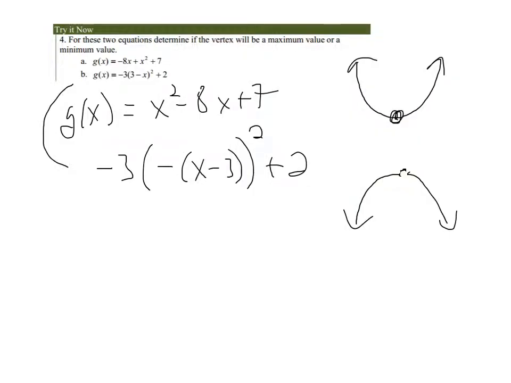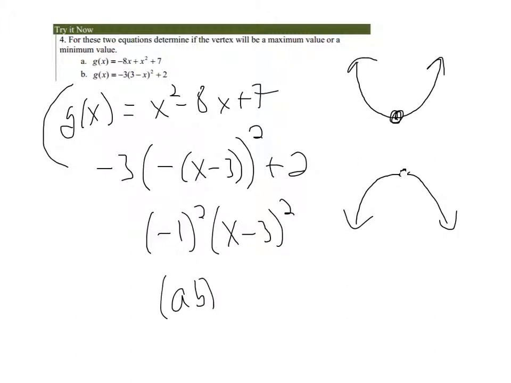Well, if I'm squaring a product, the order of operations says I can square each of those separately. It's the same as AB squared is the same as A squared times B squared, right? So what's going to happen is that negative just cancels out of there and we can get rid of it.